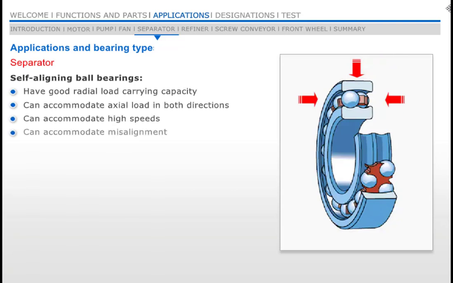Self-aligning ball bearings have two rows of balls and a common concave sphered raceway in the outer ring. This makes the bearing insensitive to angular misalignments of the shaft relative to the housing. Self-aligning ball bearings accommodate high speeds due to the point contact between balls and raceways.